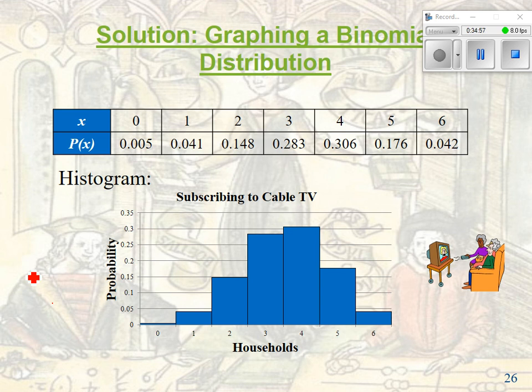I would always probably go by 5% each time: 5, 10, 15, 20, 25, 30, 35. Sometimes you might want to go by 10, depending on the problem.